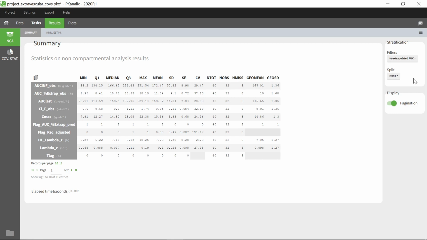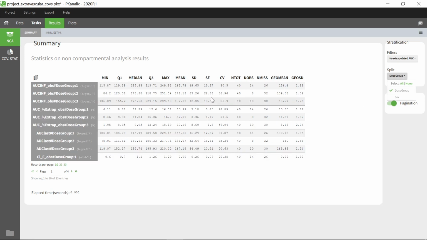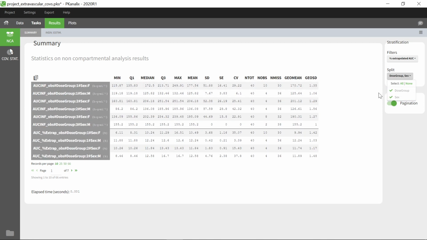The second stratification option is a split by categorical covariates. In this example, there are two categorical covariates in my dataset, sex and dose group. Splitting by one of the covariates creates one line per NCA parameter for each category. I can also combine the split with several covariates. Now you can easily and quantitatively compare the parameter distributions in different subpopulations.